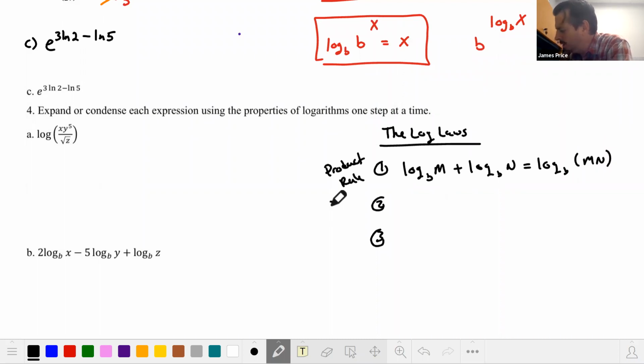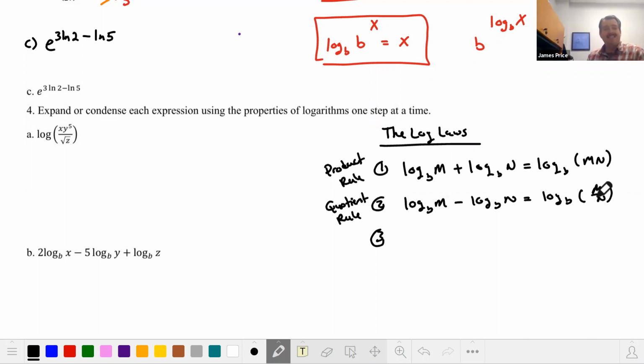And there's also what's called a quotient rule. And that one says if you have log base b of m minus log base b of n, so basically you're subtracting exponents in a sense, you're going to get back log base b of m divided by n, which is basically saying you're going to get back the exponent when you divide the exponentials, right? So when you divide exponentials, you subtract exponents. That's what that's saying. Whereas the one above it is saying when you multiply exponentials, you add exponents.